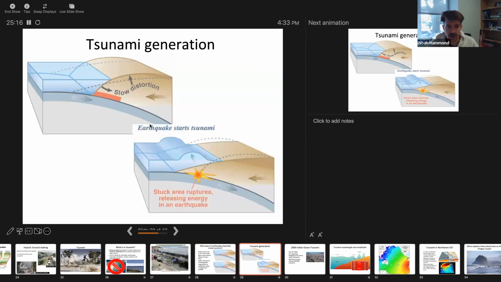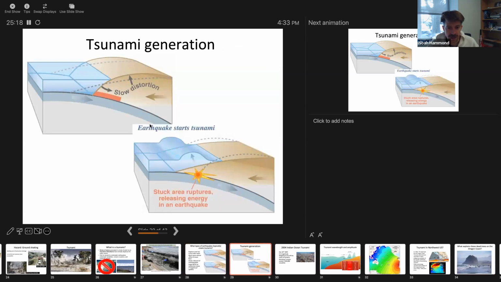And then when an earthquake occurs, suddenly, instead of the two surfaces being stuck together, the continental plate, or the overriding plate, slides up back to where it wants to be, and it pushes the ocean upwards, and the wave gets generated at the surface and moves inland.